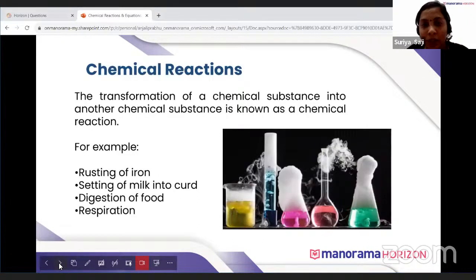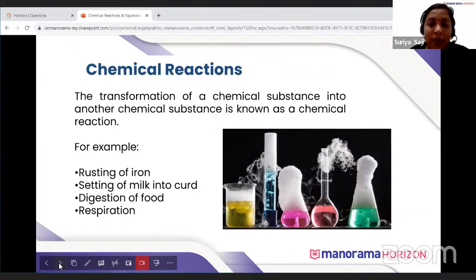So we'll see what a chemical reaction is. We have already learned that in a chemical reaction, substances get transformed. While transforming, certain changes occur in the chemical reaction. What kinds of chemical changes and transformations take place, we will discuss in detail in this class. So what are chemical reactions? In a chemical reaction, one chemical substance gets transformed into another substance.